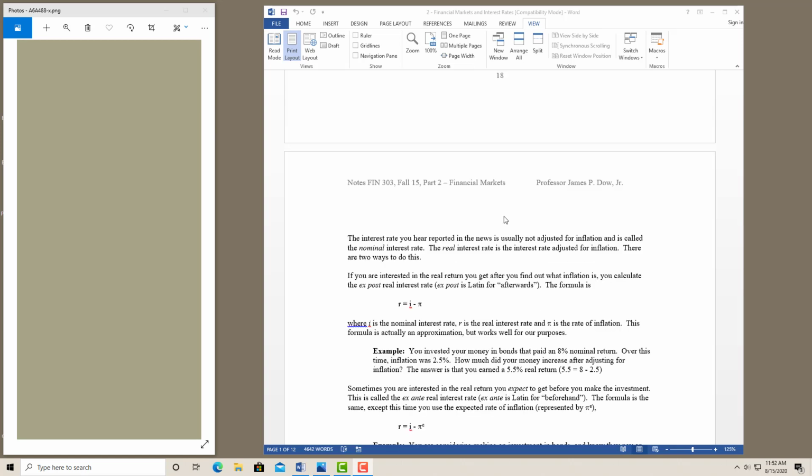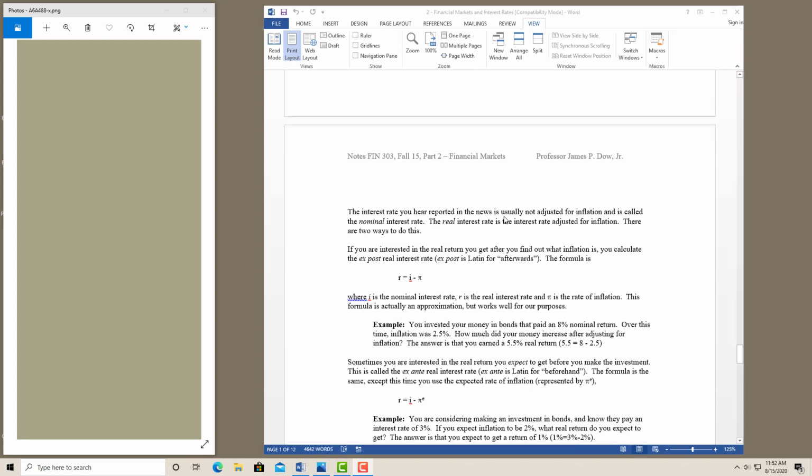The interest rate they give you for an asset is usually not adjusted for inflation, and it's called the nominal interest rate. When you hear nominal, think name, right? That's where the word comes from. If we adjust for inflation by subtracting away the effect of inflation, we'll call that the real interest rate, because that's really what you get.